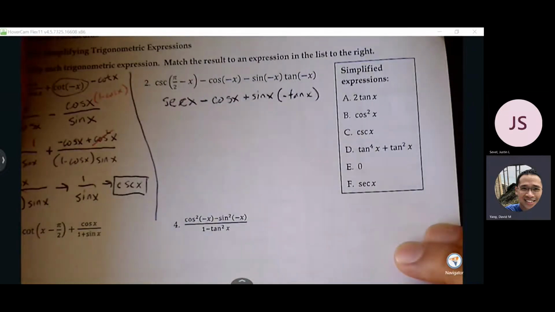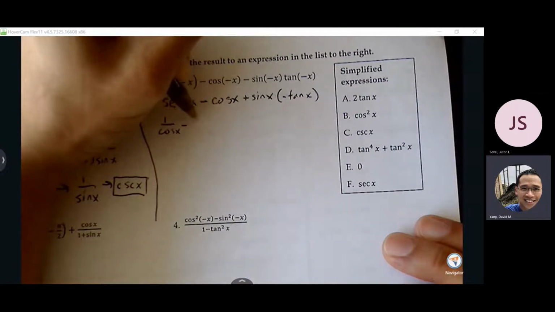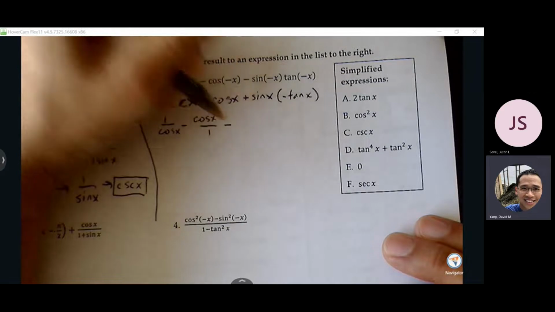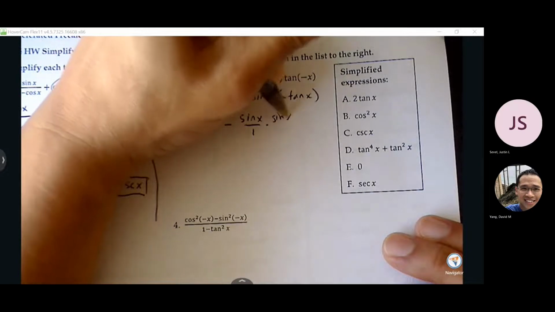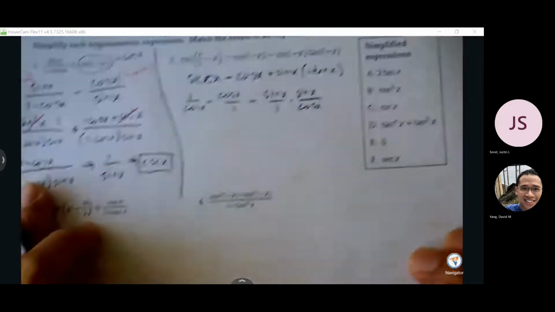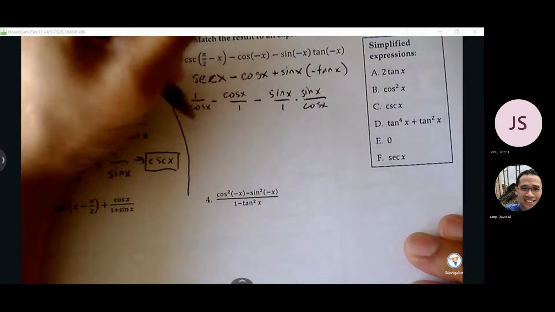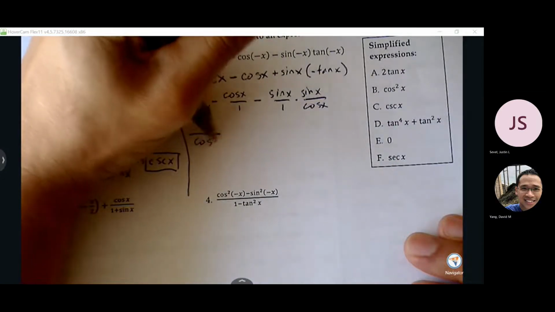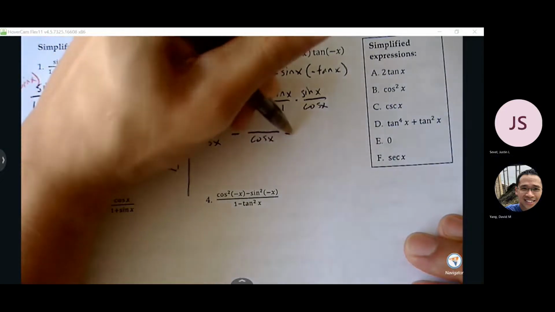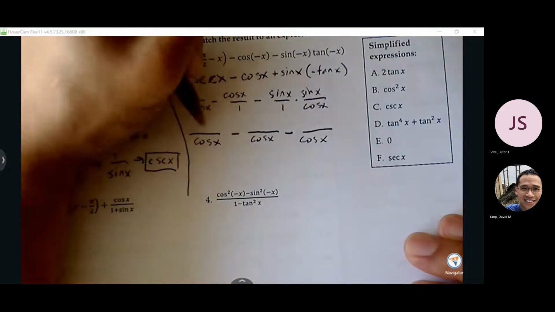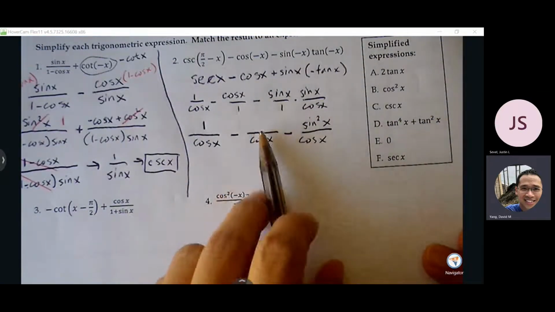So what if I just turn everything to be in terms of sine and cosine? So this is 1 over cosine minus cosine over 1 minus sine x, sine over cosine. Let's see if common denominators will help me get to my result here. I got 3 fractions. Each fraction can have a common denominator of cosine x. The first one and last one is already in terms of cosine. It's just that middle I have to merge here.